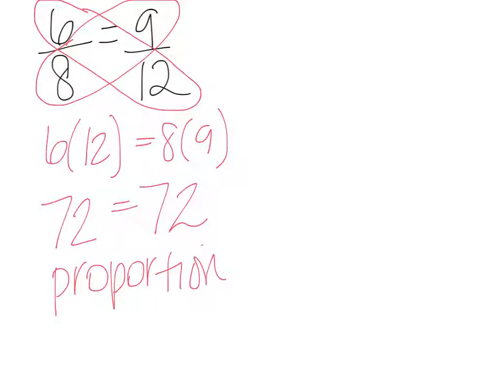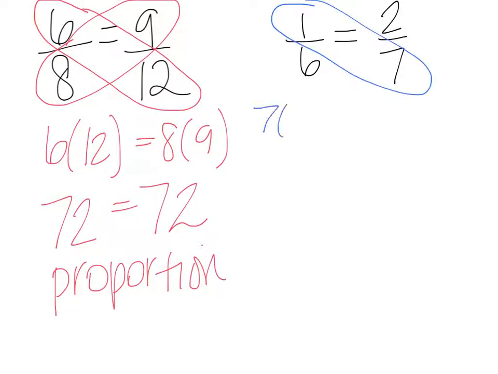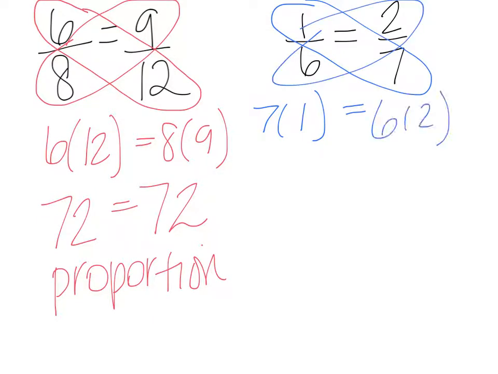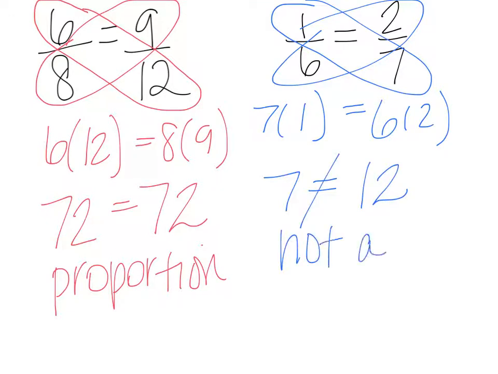Let's try another one. Let's do 1/6 equals 2/7 and tell me if that is a proportion. Again, using cross products, we're going to do 7 times 1 equals 6 times 2, which is 7 equals 12, which is not a true statement, so this is not a proportion.